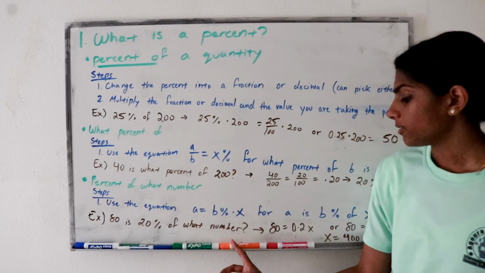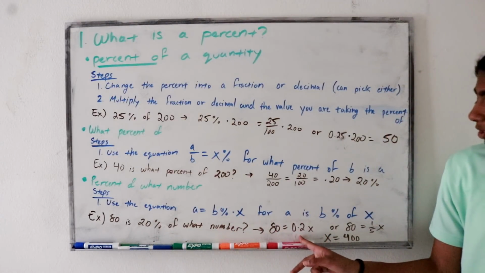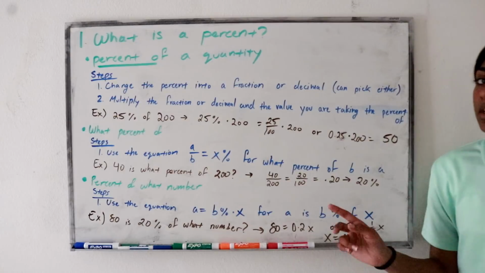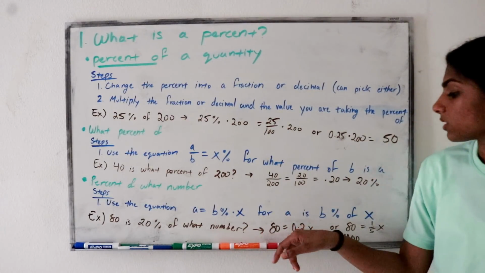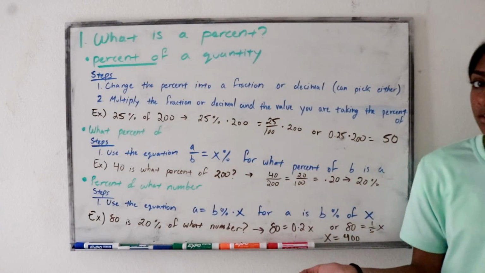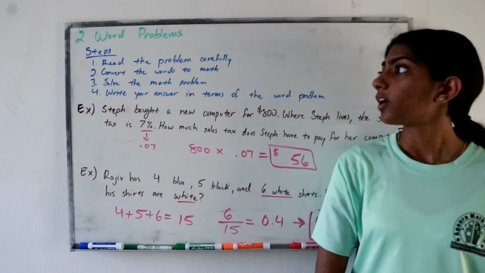And then 20% of what number? The what number is going to be X, and then 20% is going to be either 0.2 or 1/5, since we can turn it into a fraction or a decimal. And then we're going to isolate the variable, either using this one or this one, whichever is easier, and you get X equals 400.